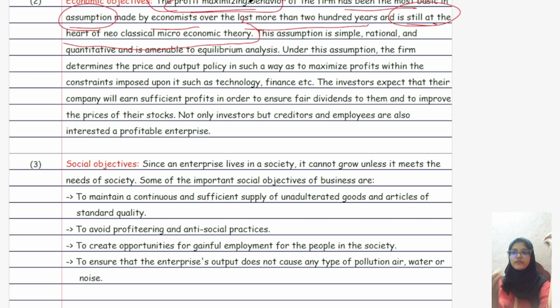We want profits. That is nothing but our money, our economic objective. Under this assumption, the firm determines the price and the output policy in such a way as to maximize its profits. That is nothing but our economic objective.